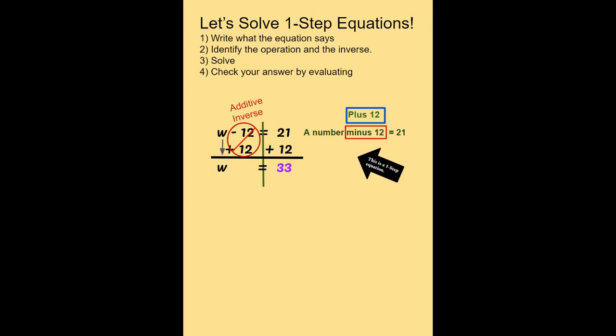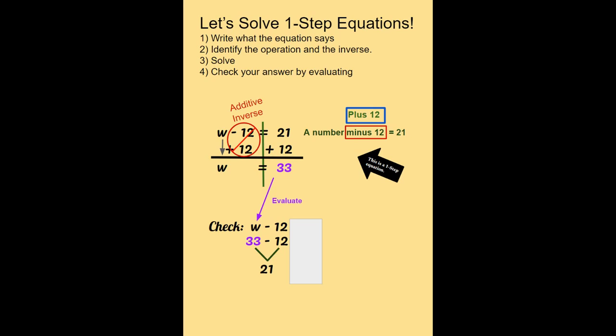Now we have to check. Let's rewrite our equation. A number minus 12 equals 21. We're going to evaluate. We don't need anything on the right-hand side, so we're going to cover that up. Now, what's the value of w? 33 minus 12. Let's simplify. 33 minus 12 is 21.